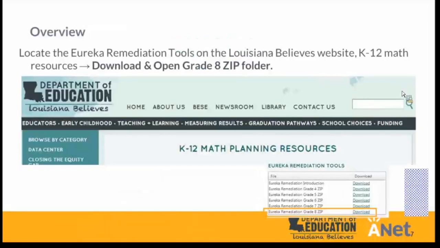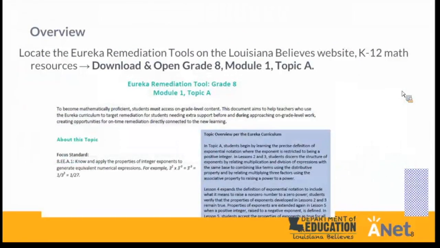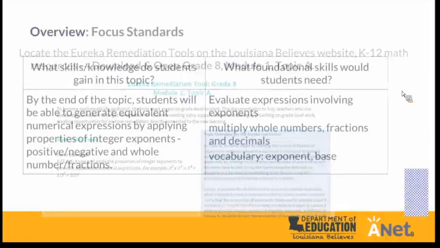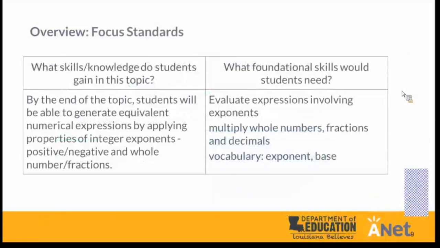We looked specifically on Monday at a grade 8 example. We explored together grade 8 module 1 topic A, and we used this tool to first understand what skills and knowledge students were learning in this topic and what foundational skills were needed. Those are displayed on the screen as a refresher for those of us that were here, and if you weren't here, so you can get a sense. I'm going to pause for just a few seconds for you to read the screen.